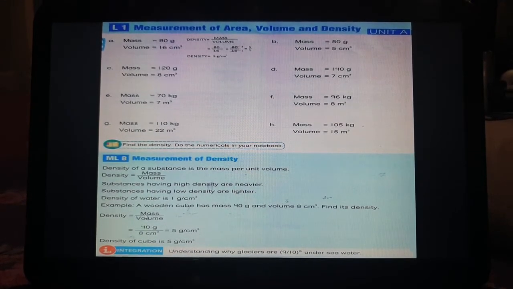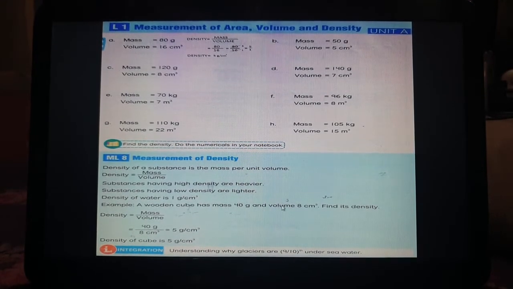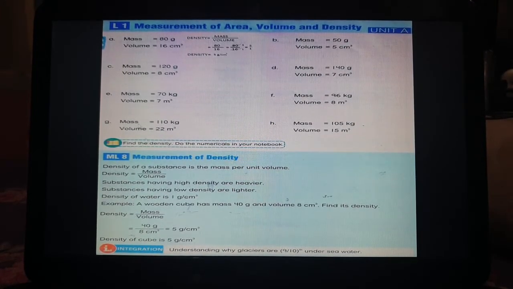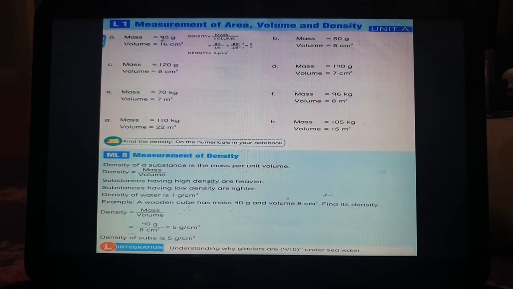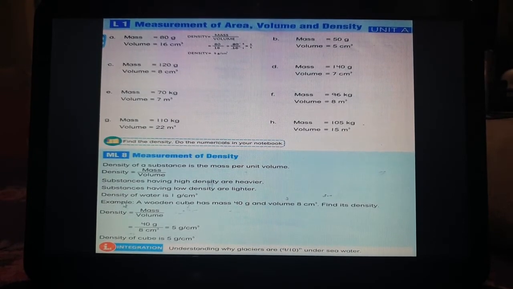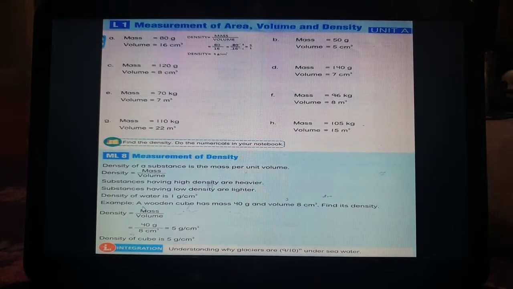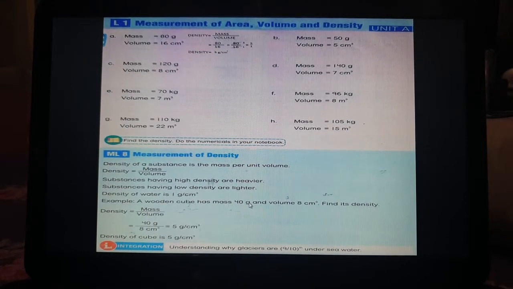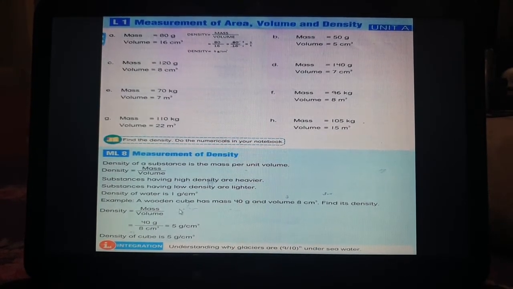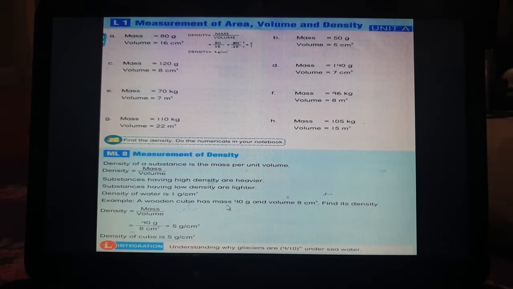So here also it is given: a wooden cube has a mass of 40 gram and a volume of 8 centimeter cube. Find the density. So numerical problems come in this way. When we discussed mass and volume, we directly gave the volume and told you to find the density. But when we are talking about numerical problems, you will get the questions in the same way. A wooden cube has a mass of 40 gram and a volume of 8 centimeter cube. Find its density. Then you have to write everything order wise.